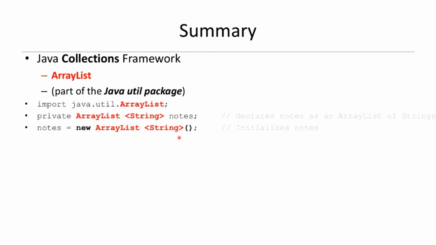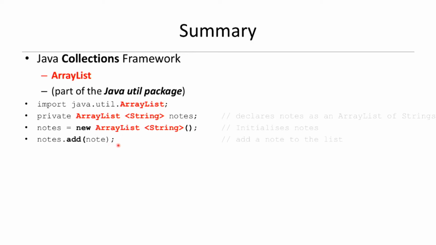Next, we have notes is a new array list of strings with parentheses at the end. This is how we initialize notes. This effectively allocates the memory for our notes array list by calling the constructor method. It's the bracket at the end that does that.